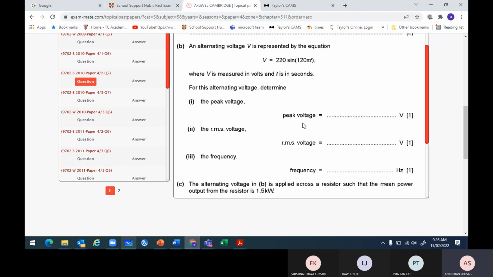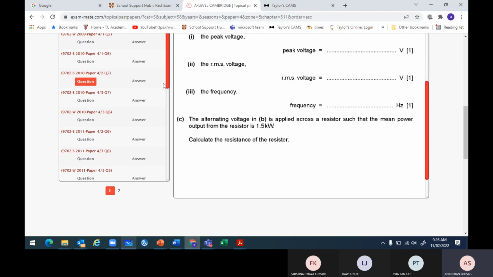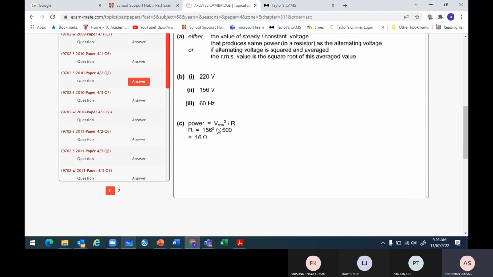Hope you have the idea. Those who thought of V squared over R, good. Those who thought V must be RMS, good. So that should be the working, right? V squared RMS should be the RMS value. So it's 16.